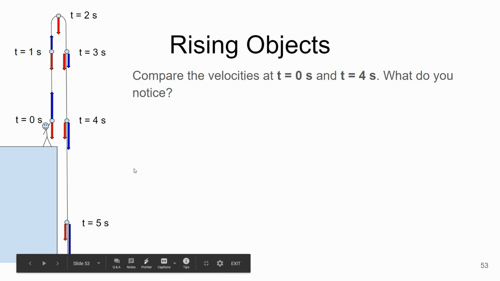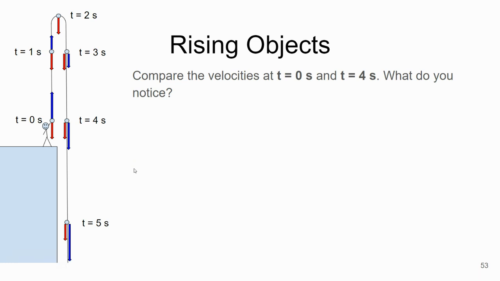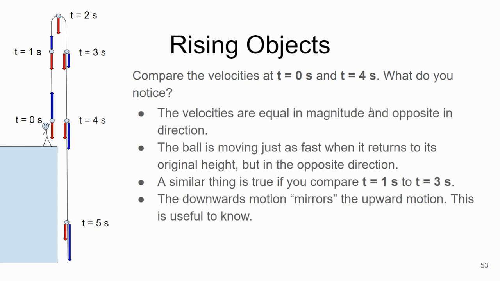Now, something to point out here. If you compare the velocities at t equals 0 seconds and t equals 4 seconds, so right here and right here, what do you notice about the blue arrows? Well, they're the same size. They are equal in magnitude, that means they're the same size, and opposite in direction. That means the ball is moving just as fast downwards here as it was moving upwards here when it's at the same height. The same thing is true at 1 second and 3 seconds in my little drawing here. A small blue arrow going up, and when the ball is at the same height going down, a small blue arrow going down, exactly the same size.